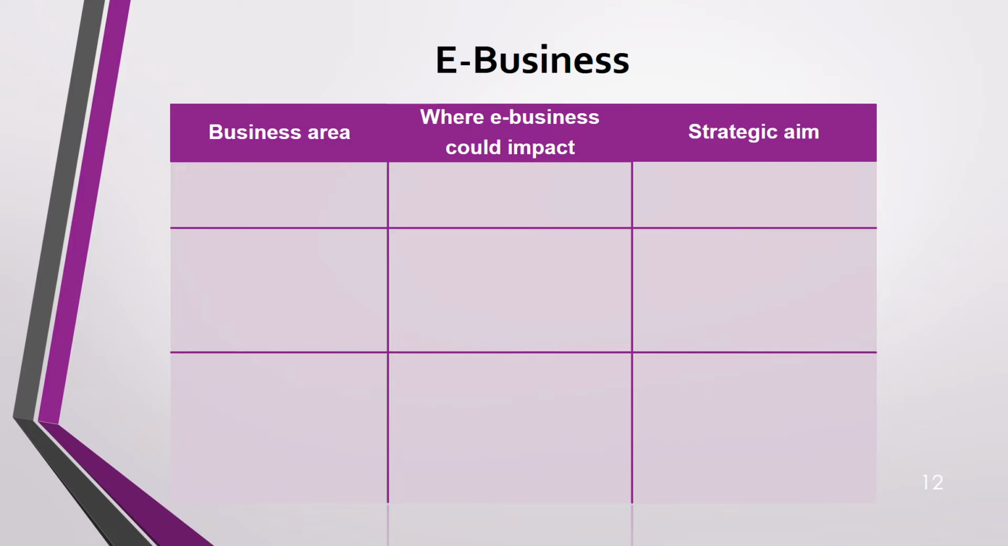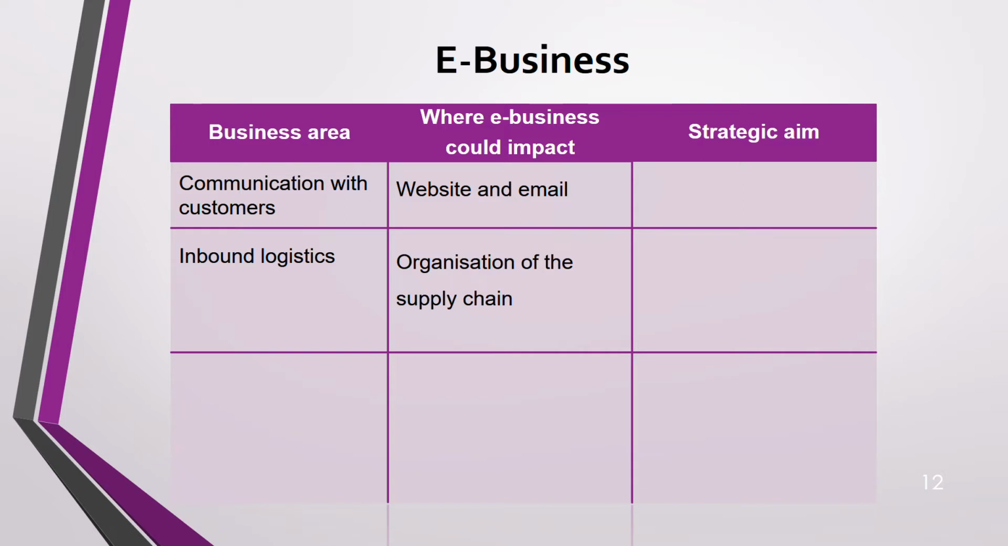Next is communication with the customer. We all know this. Website and email. Strategic aim we all know, so that we can communicate with the customer faster and cheaper. Inbound logistics. That is the organization of the supply chain. Strategic aim is what? So that cost is reduced.